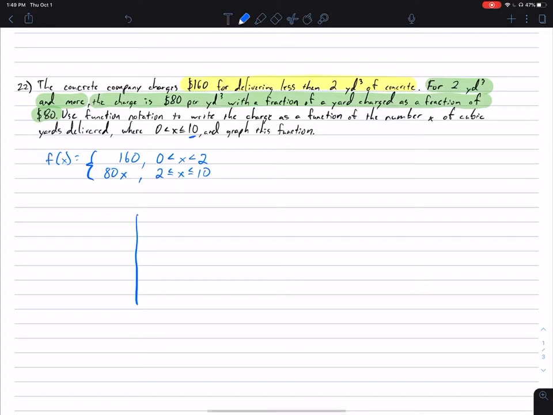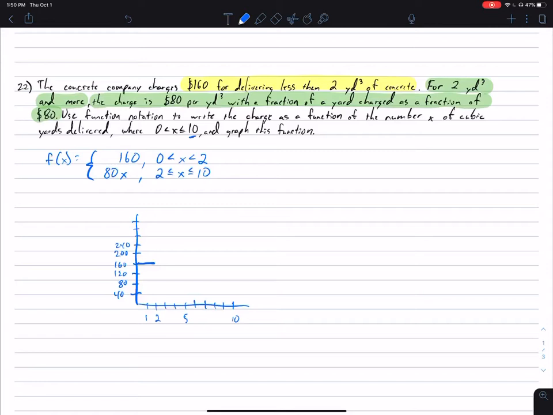I'm going to draw a pretty rough sketch, but we just want to get the idea of what this might look like. I'm going to go up by 40s here. So 40, 80, 120, 160, 200. That's enough, we get the idea. And then the most we can go up to is 10, so let's just cap that at 10. And then 2 is going to make a difference here. So from 0 to 2 yards, we're going to be charged $160. So no matter what, it's going to be $160 from 0 to 2.